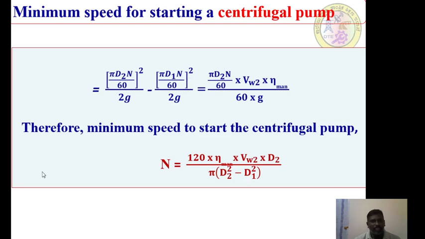If you solve this expression, the minimum speed to start the centrifugal pump is given by N equal to 120 into eta manometric into Vw2 into D2 divided by pi into (D2 square minus D1 square). This is the actual expression for the minimum speed to start the centrifugal pump.